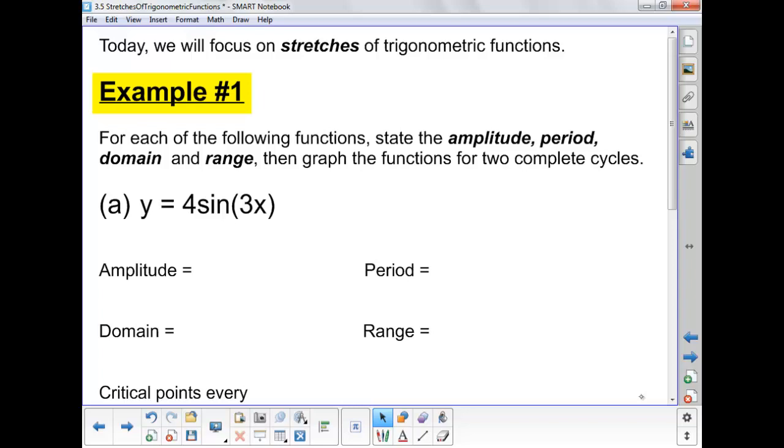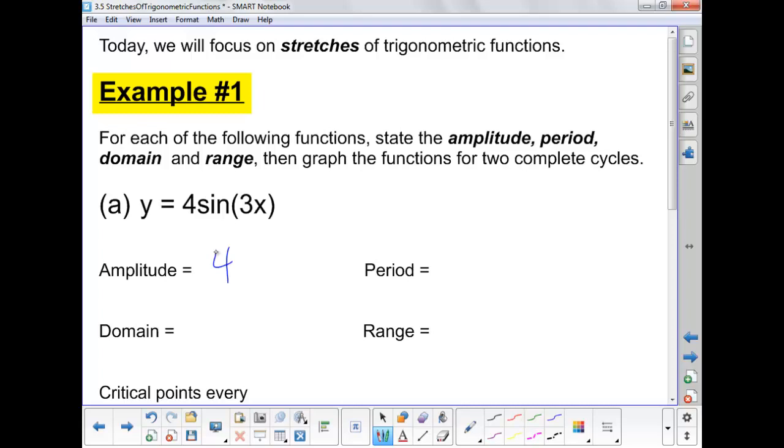Phase shift will be 0 radians. And our midline will be consistent in that we don't have to move the graph up or down. Our midline will be the x-axis in each case. Okay. So what we want to do is look at that equation and establish right off the bat. We should be able to look at it and realize, okay, the amplitude is just my a value. So the amplitude of this function is 4.